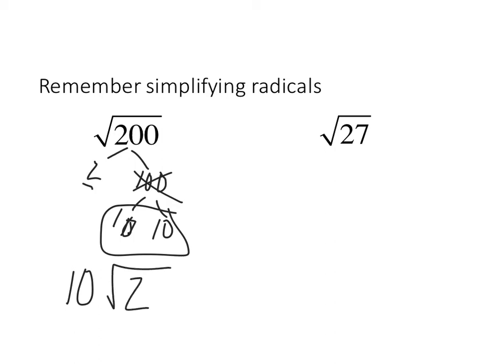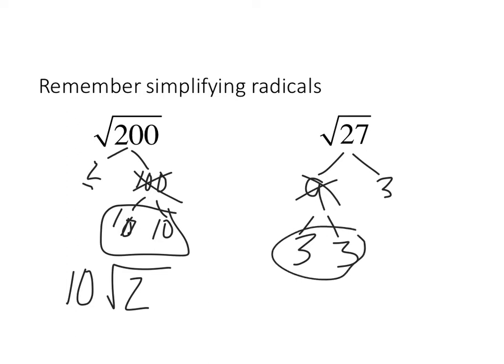Now let's do the same thing with 27. Square root of 27 is 9 and 3. Break those up. Well, 9 I know can break down into 3 and 3. So I crossed it off so I don't use that 9 again. Now I just want pairs since we're dealing with square roots. We want a pair of 3s, so a 3 goes on the outside, and we're left with a 3 on the inside.